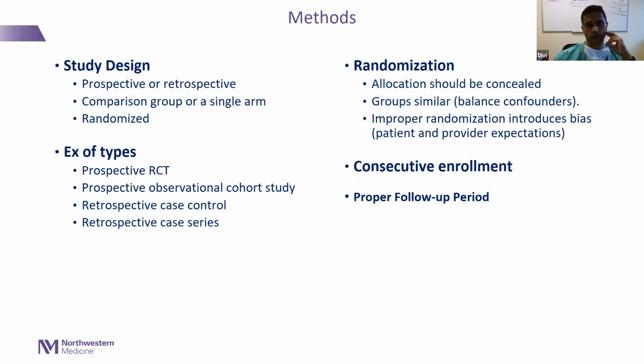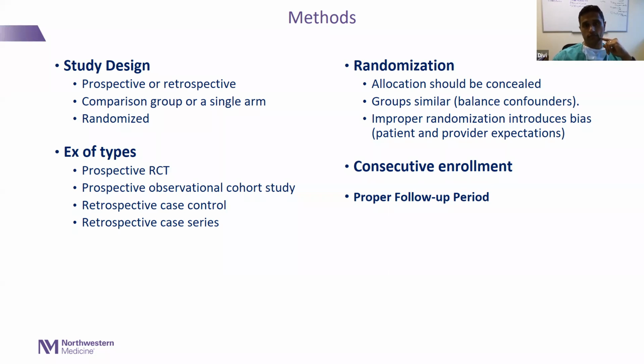Then moving on to the next part, looking at methods. So study design can be prospective or retrospective. It can be a comparison group or single arm, and randomized. So we talk about a prospective randomized controlled trial, prospective cohort study, and then as we talked about before, retrospective case series, or if there's a comparative group, case control.